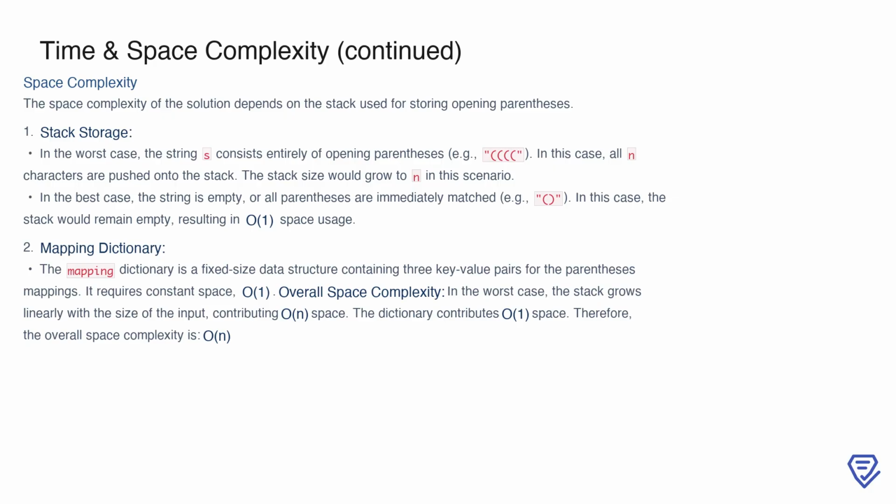Additionally, the mapping dictionary, which is used to store the mappings of closing to opening parentheses, is a fixed-size data structure with just 3 key-value pairs. This contributes constant space, O(1). Overall, in the worst case, the stack space usage dominates, giving us an overall space complexity of O(n).